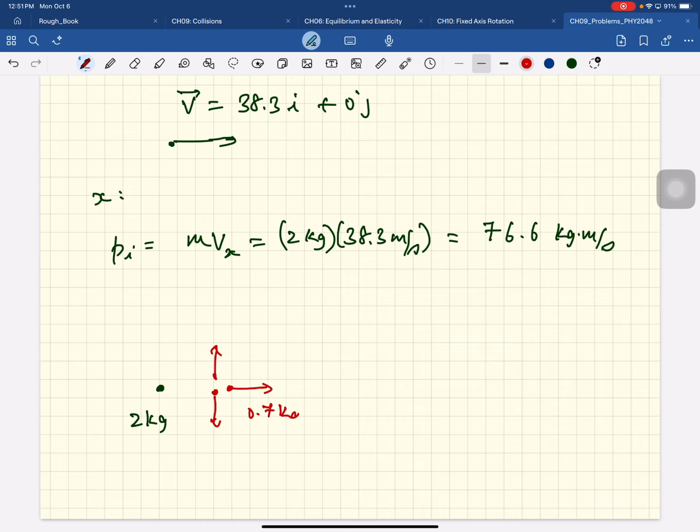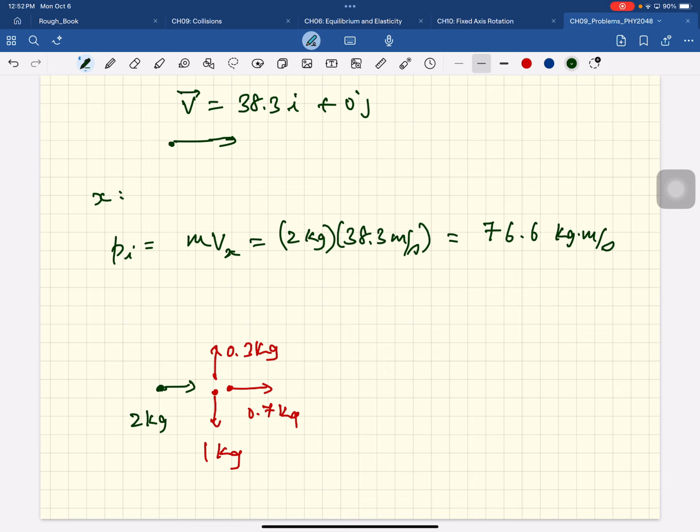0.7 kg, 1 kg, 0.3 kg. All right, so this has got a horizontal velocity. These two have vertical velocities. So the magnitude of this momentum should cancel the magnitude of this momentum, because here you have only x component of momentum.